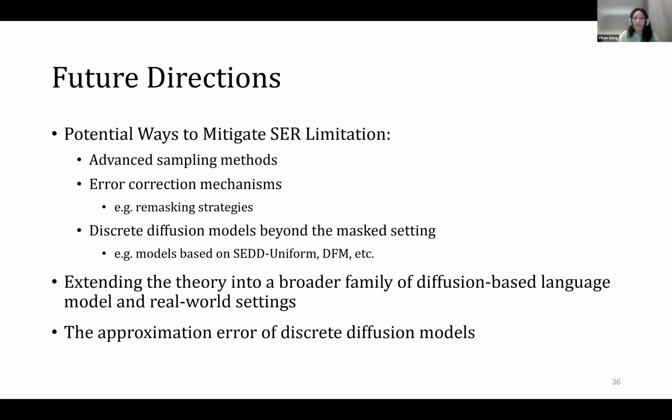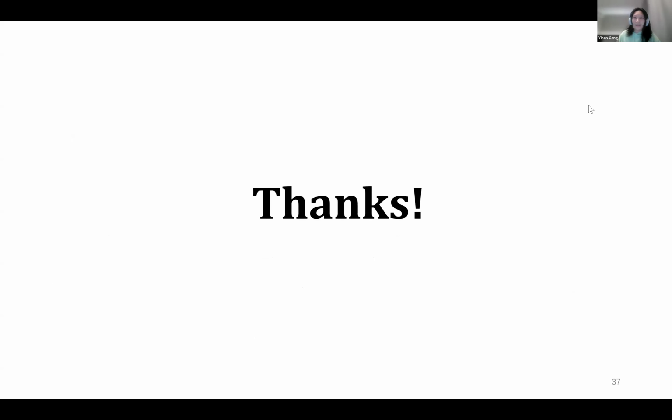And lastly, we assume the availability of a well-trained diffusion model. Whether such models can be effectively trained in practice remains a critical open question. We believe that a deeper understanding of their approximation error regarding different numbers of parameters and also generation length is crucial to fully characterizing the capabilities and limitations of diffusion-based language models. So yeah, I think that's all. Do you have any questions?